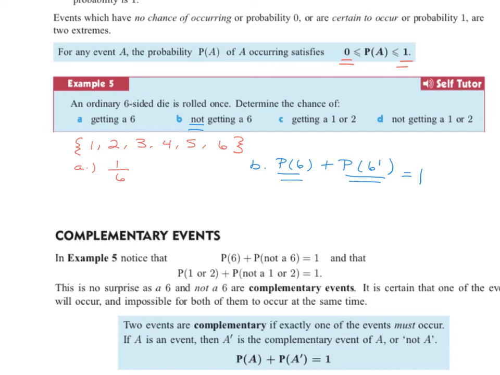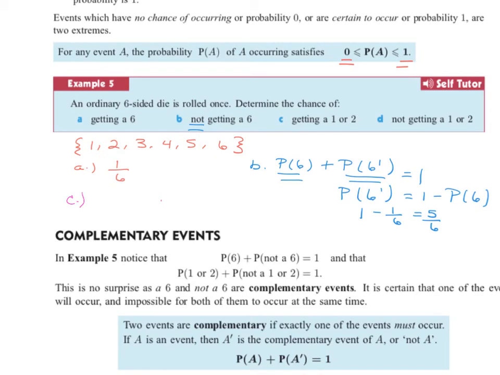Well, how do we figure out not getting a 6? Well, it's just simple algebra. Subtract from 1 the probability of getting a 6. So the complement, the 6 not here, is equal to 1 minus the probability of getting a 6. Well, what is that equal to? Well, that's 1 minus 1 over 6, right? We figured that out in A, the probability of getting a 6, which is 5 over 6. If you didn't understand that, rewind the video and watch this again.